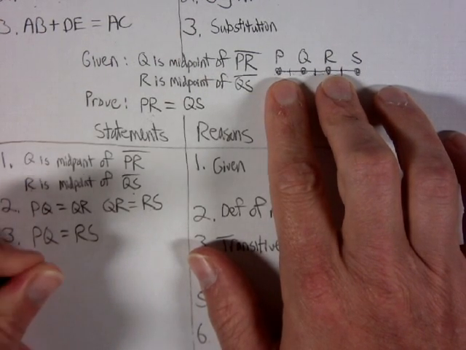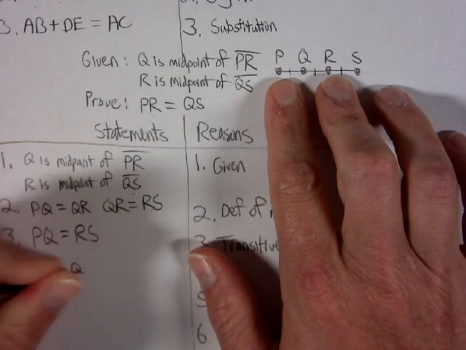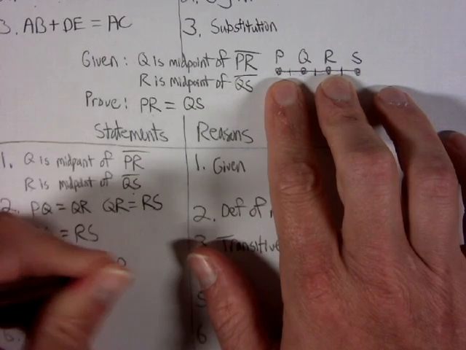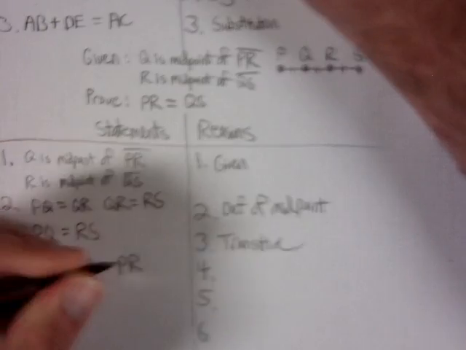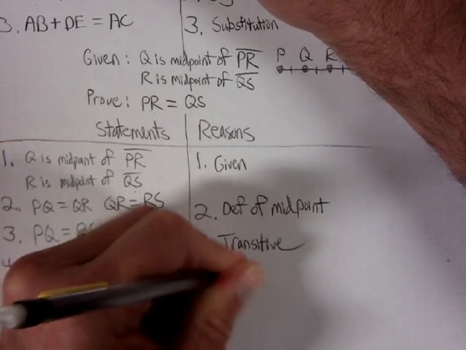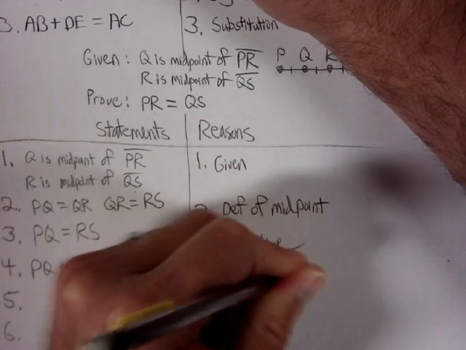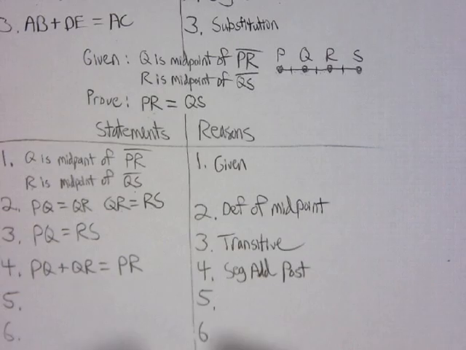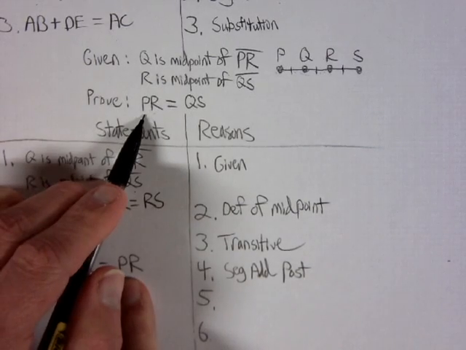PQ plus QR equals PR. And that's by the segment addition postulate. All right. So why did that help me? Because now at least I have a PR in my proof.